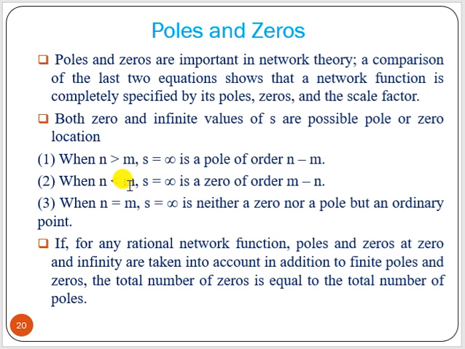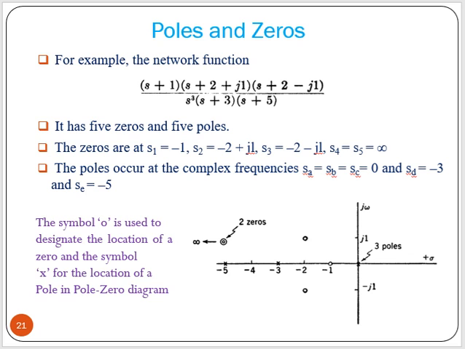If n less than m, that means the pole count is higher, then s equal to infinity is a zero of order m minus n. If n equal to m, then s equal to infinity is neither a zero nor a pole but an ordinary point. Now the total number of zeros is equal to the total number of poles of a system. That you have to remember.